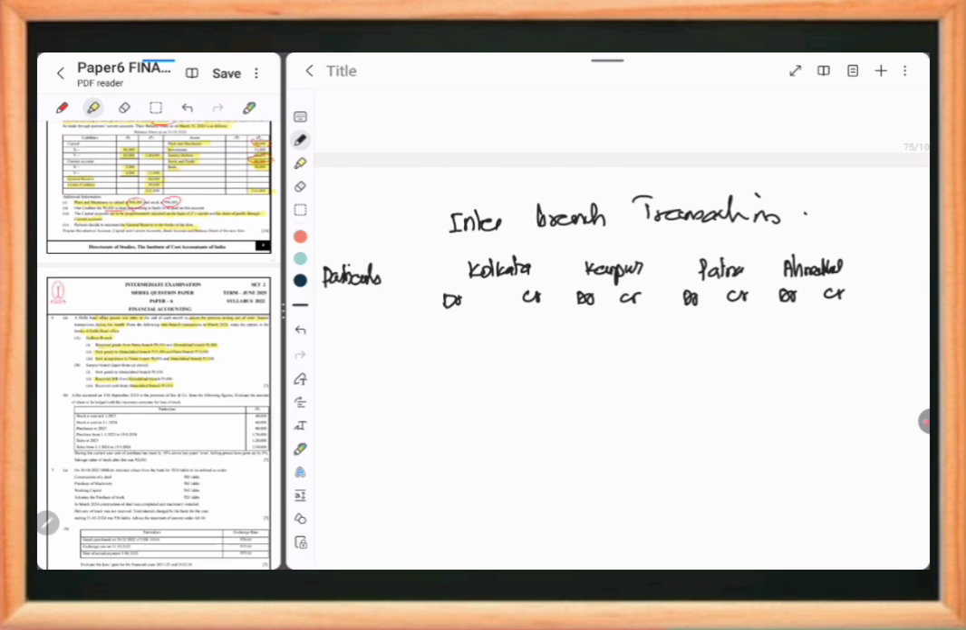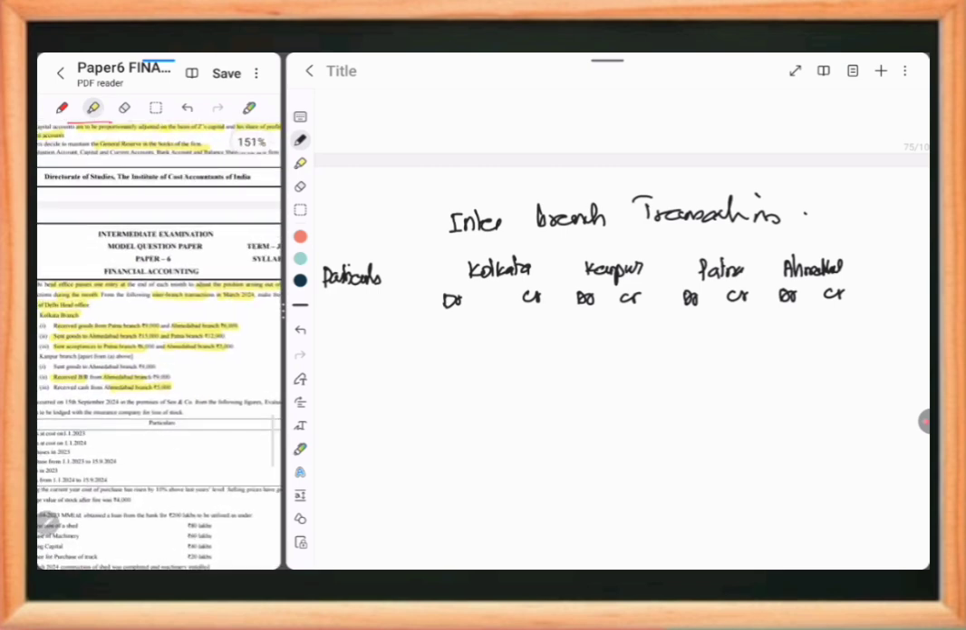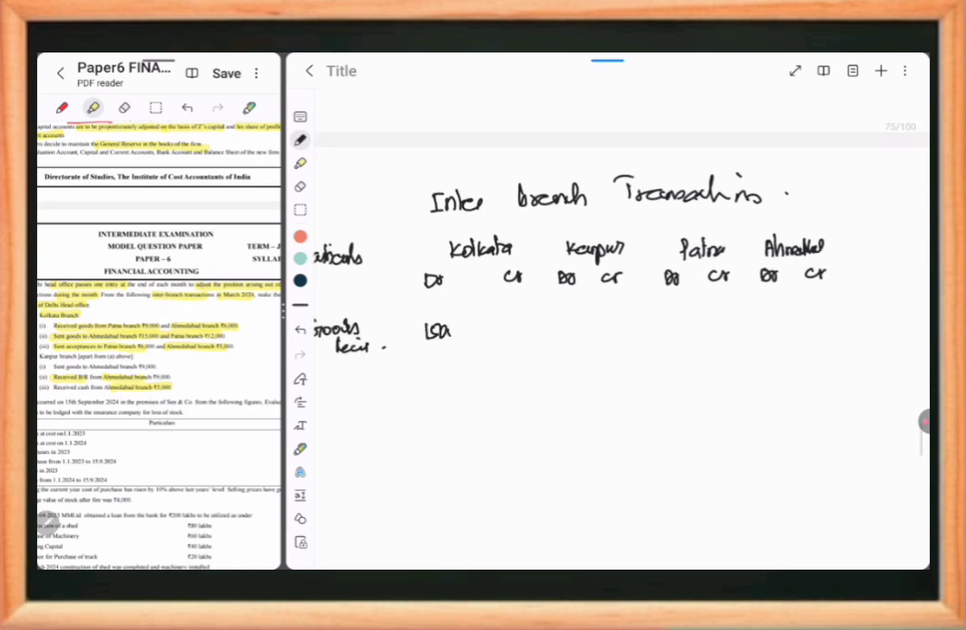Kolkata branch received goods from Patna branch. So Kolkata is the receiver, and the narration is goods received. How much is received? 15,000. From whom? From Patna and Ahmedabad, so they are the givers. So you have to enter credit 9,000 rupees for Patna and credit 6,000 rupees for Ahmedabad. So Patna branch credited, Ahmedabad branch credited, and Kolkata branch debited.